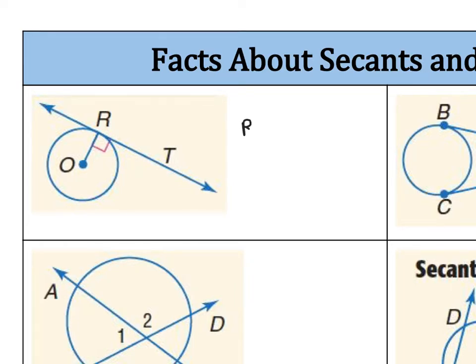So we can say that RT is perpendicular to OR. And remember, that symbol means perpendicular. Which means that they form a 90-degree angle. And you can see that in the picture because we see the little 90-degree box.